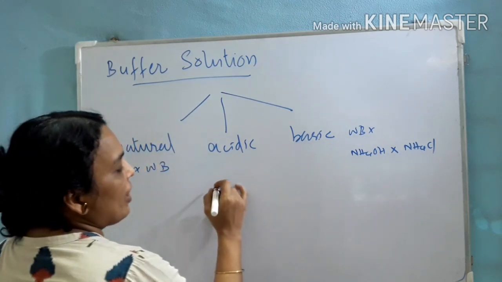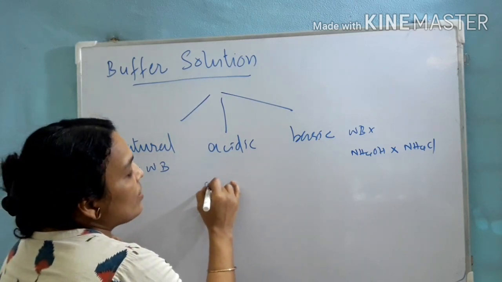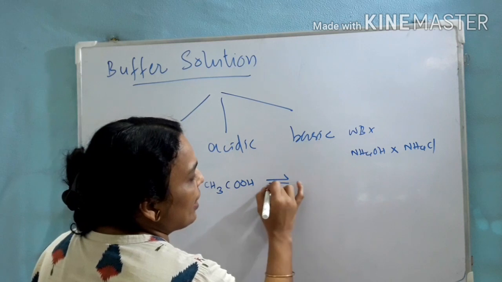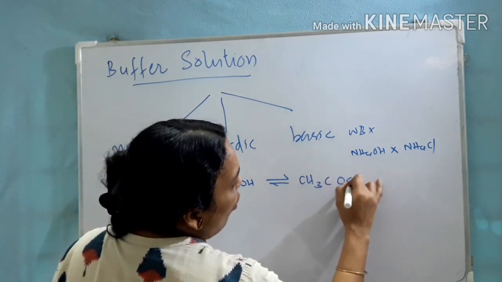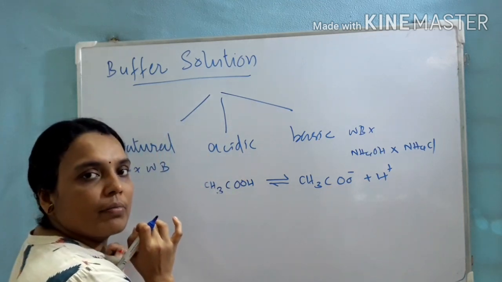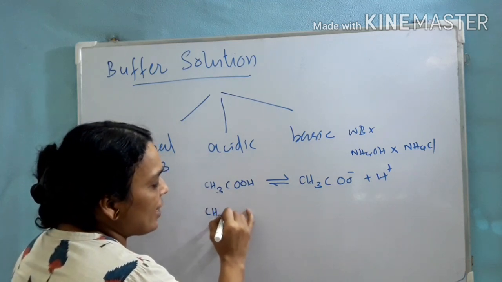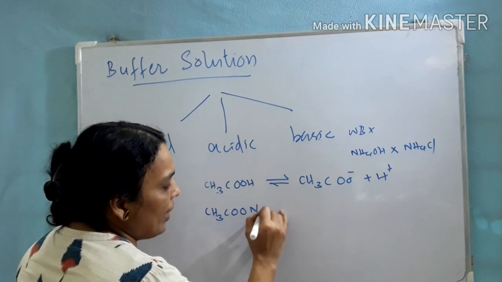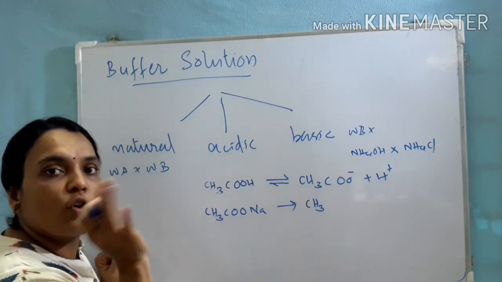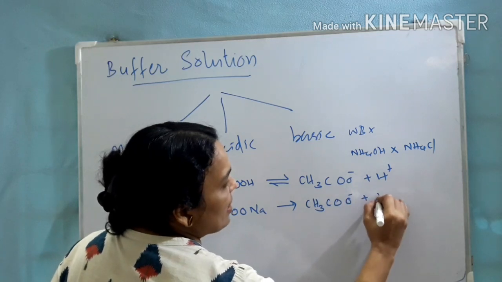In the case of acidic buffer, we said it is a mixture of acetic acid and sodium acetate. Acetic acid, CH3COOH, is a weak electrolyte dissociated into CH3COO minus plus H plus, and this is present in our buffer solution. As well, it consists of sodium acetate, CH3COONa. It is a salt, a strong electrolyte, completely dissociated into CH3COO minus plus Na plus.